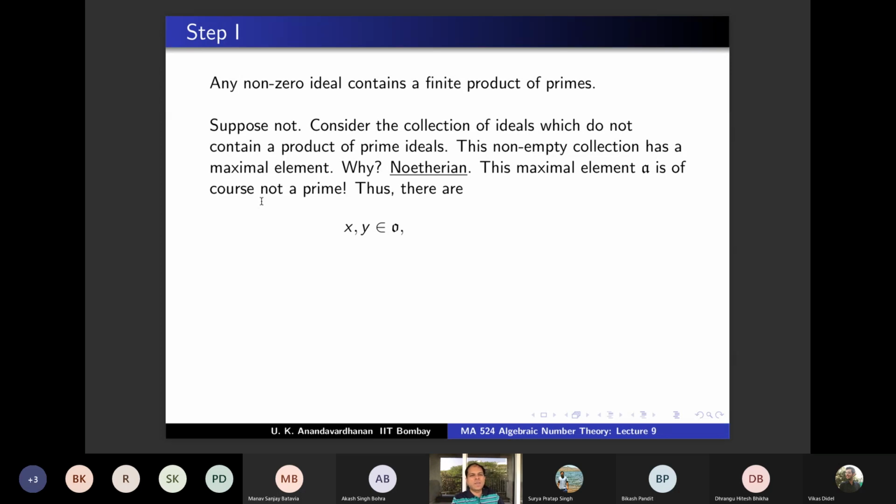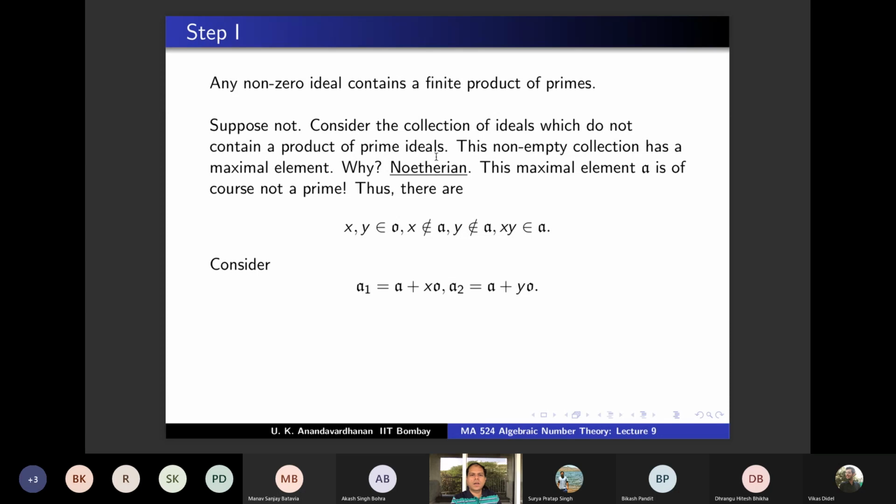So, because it's not a prime, there are elements x and y in O such that the product is in A, which is your ideal, which is not a prime. The product is in A, but x is not in A, y is not in A. Agree? Because it's not a prime. Now what you do is, take A1 to be a bigger ideal than A. So you add x to A, A plus the ideal generated by x. So that's an ideal. Similarly, you construct A2, which is A plus yO. So both A1 and A2 are bigger than A. And therefore, what can you say?